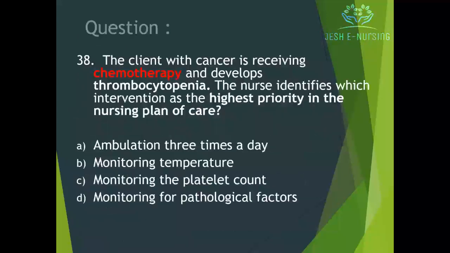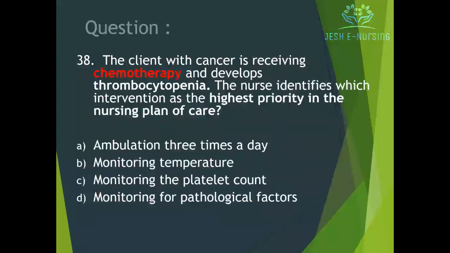Next question, question number 38. The client with cancer is receiving chemotherapy and develops thrombocytopenia. The nurse identifies which intervention has the highest priority of the nursing care plan. Here, all the answers may be correct, but the highest priority is the keyword. We need to select the highest priority. Yeah, the answer is 3.